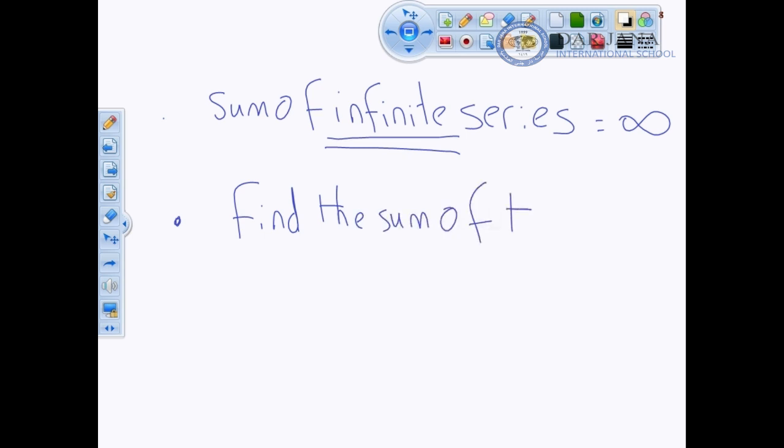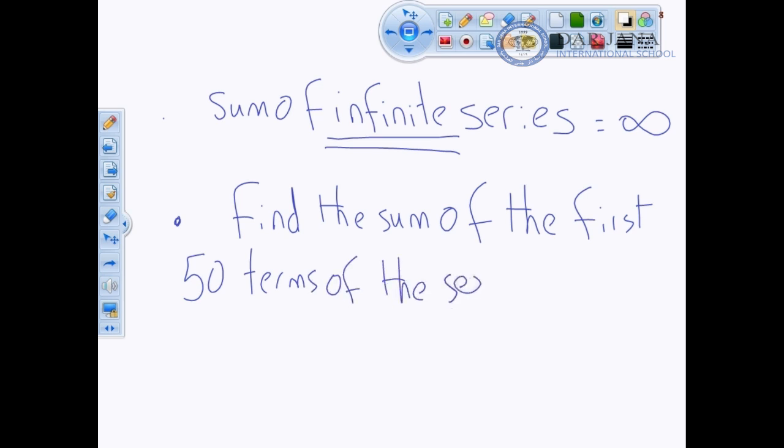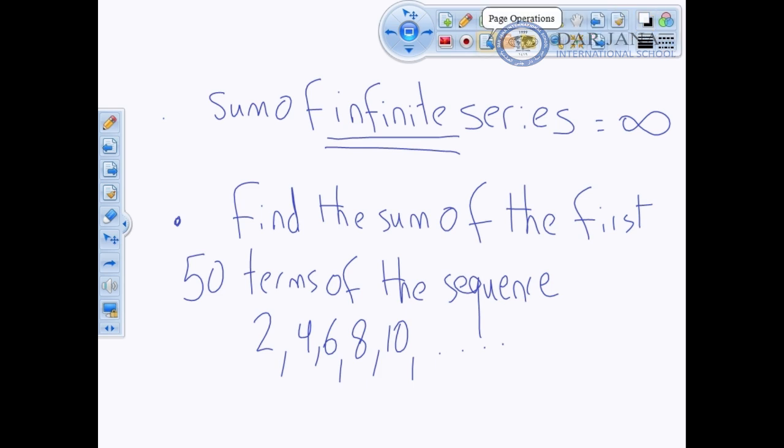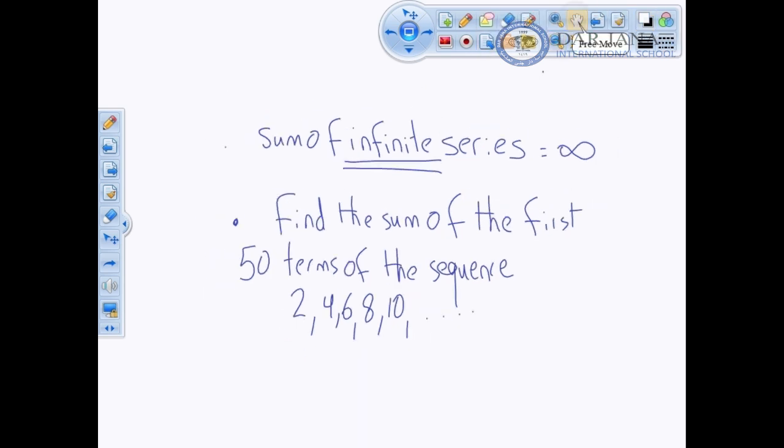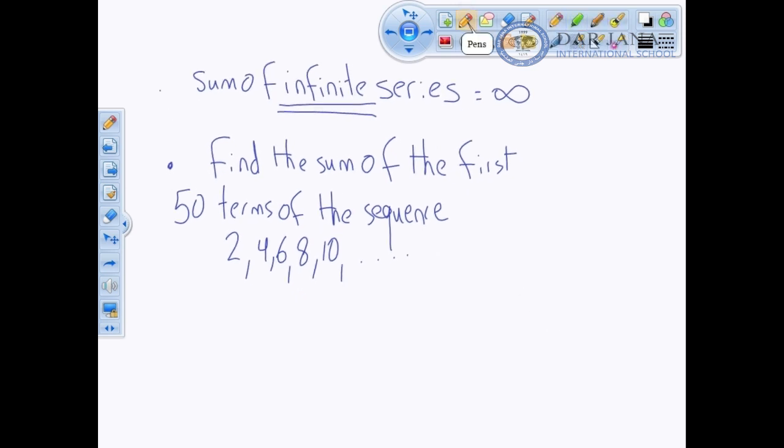of the first 50 terms of the sequence 2, 4, 6, 8, and so on. So here I need to find the sum of the first 50 terms of this series. The sum of the sequence is the series.